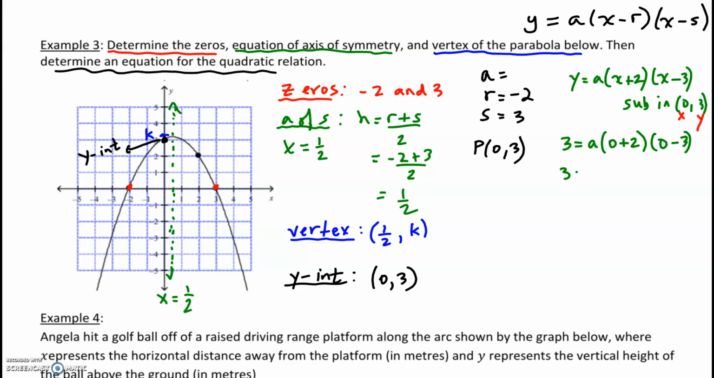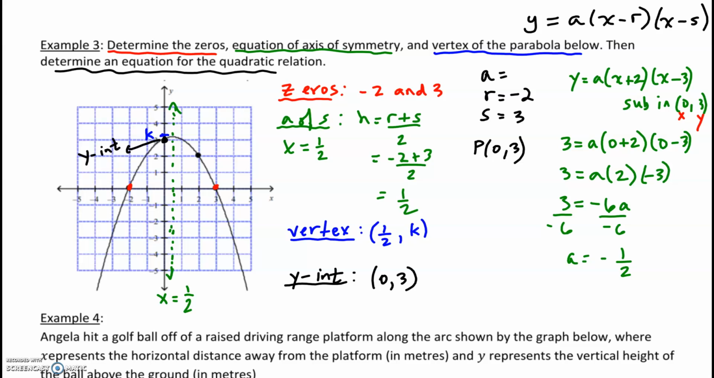So we're going to have 3 equals a. 0 plus 2 is 2. 0 minus 3 is a -3. So I have 3 equals a, 2 times -3 is a -6. I'm going to write that in front of my a. Instead of a times -6, I'll write -6a, and then I'll go ahead and divide both sides by -6. So my a equals -1/2 when I put 3/6 in lowest terms.